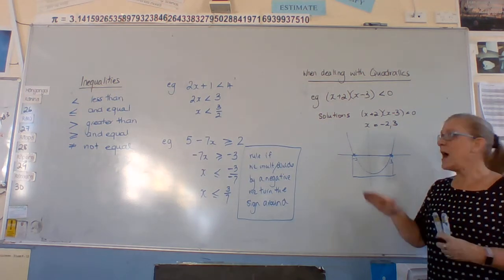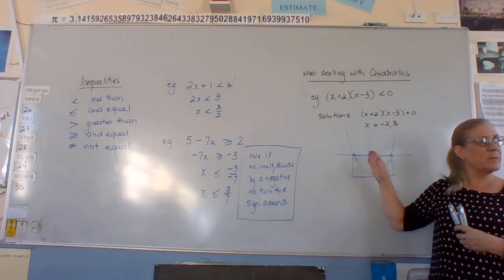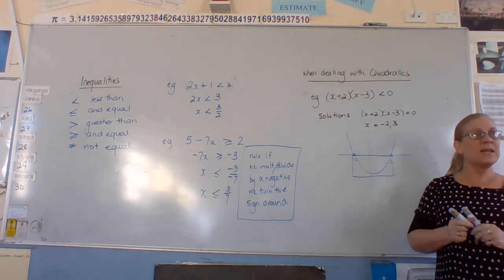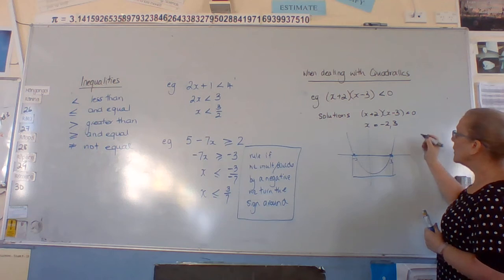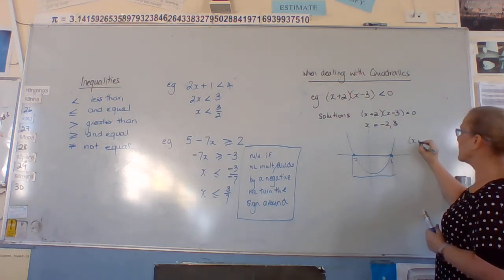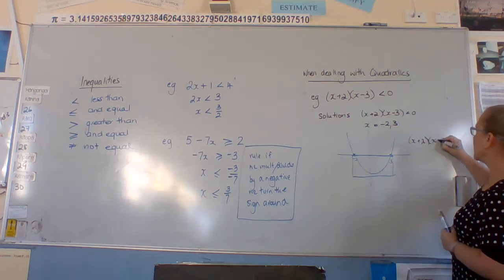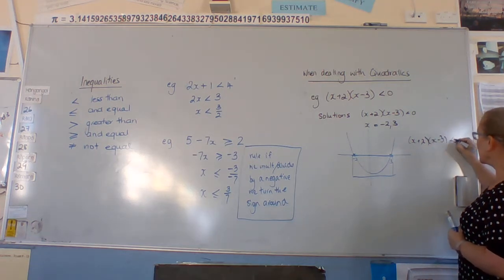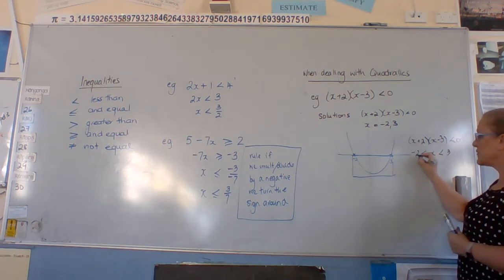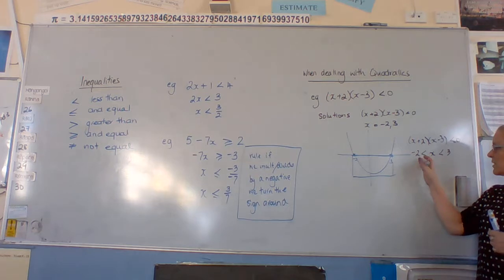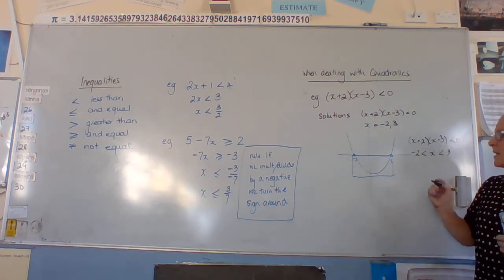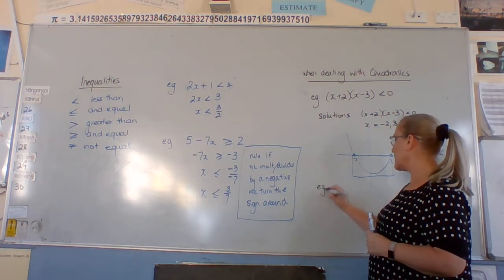So our answers for this quadratic are going to be between these 2 points, because that's where the quadratic is less than 0. So for this one, the answer is going to be x between 3 and negative 2. So still those two numbers, but the ones inside. So it's likely that they're going to ask you something like this.